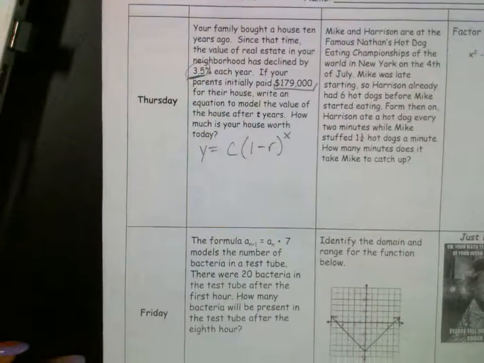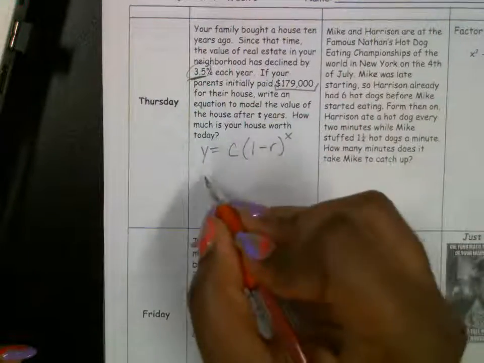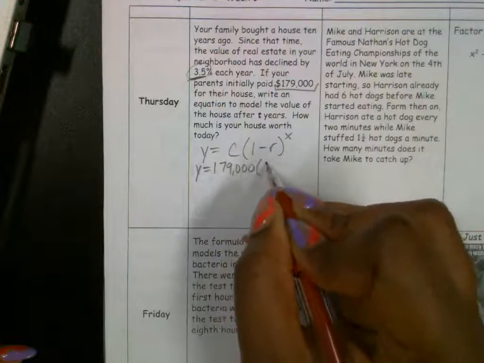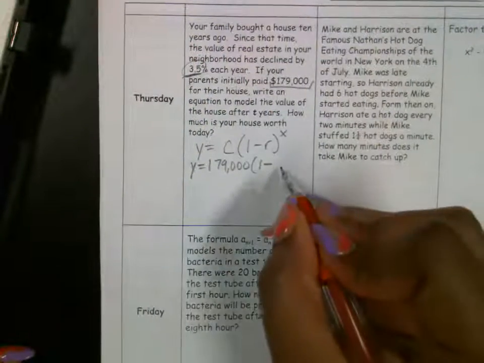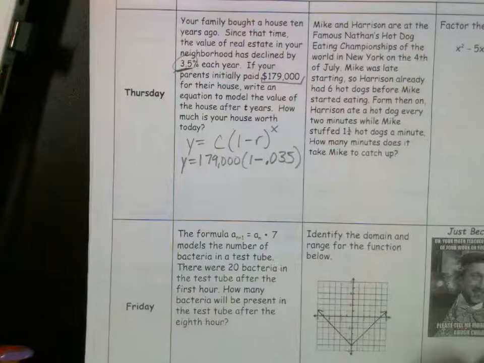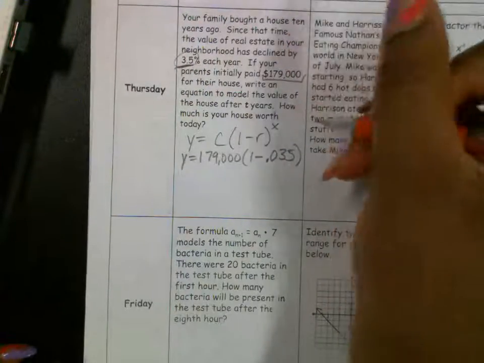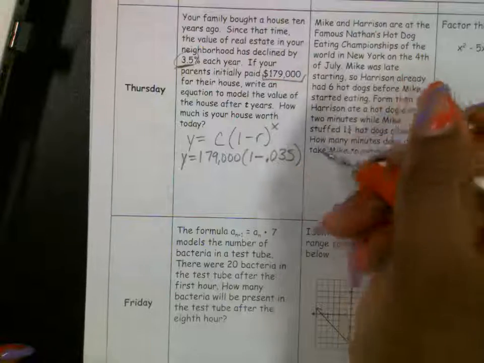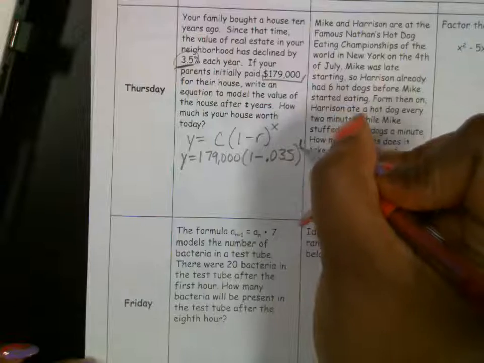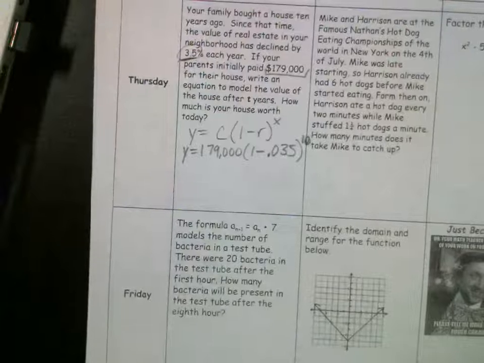All right, so what are we going to put? What was the amount 10 years ago? Very good. And we got 1 minus, what are we going to put here? 0.035. Okay. And then 10 years ago, well, that was 10 years ago, right? So what are we going to put in the place of x? 10. And we're going to put 10 because we want to know what it is today. And that was 10 years ago.